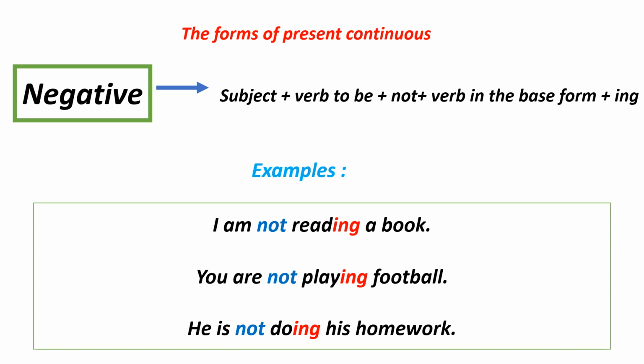The second example is you are not playing football. You, subject, are, verb to be, not, play is a verb in the base form, then ing. I can say you are not playing football or you aren't playing football in the short form. And the last example is he is not doing his homework. He is a subject, is a verb to be, and not is the important thing, as I told you for the third time. Do is a verb in the base form, then ing. And I can also say he isn't doing his homework in the short form.